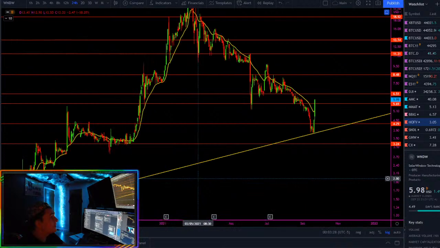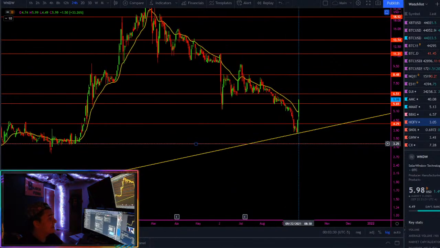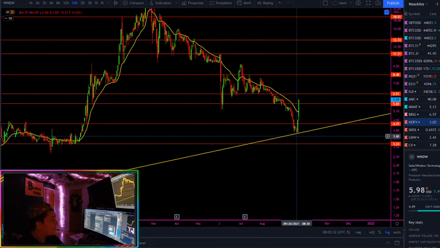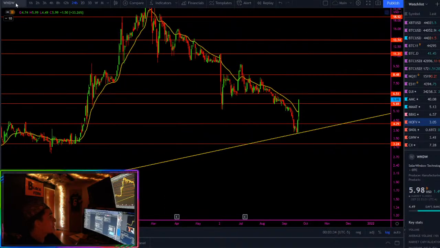Very beautiful, very nice price action movement in the last couple of days for this one. If you bought that low perfectly, congratulations. We're going to go ahead and move on.